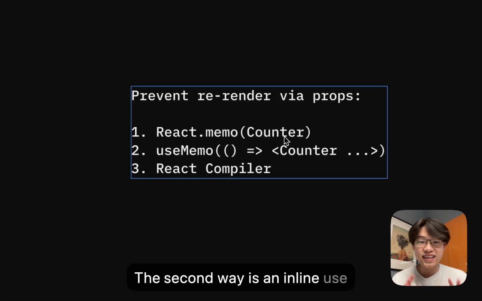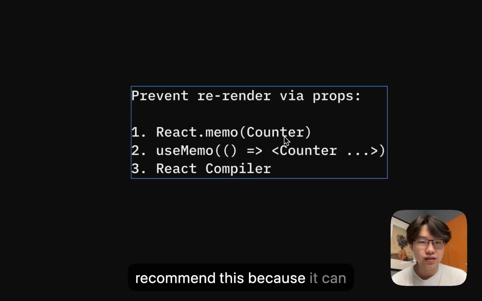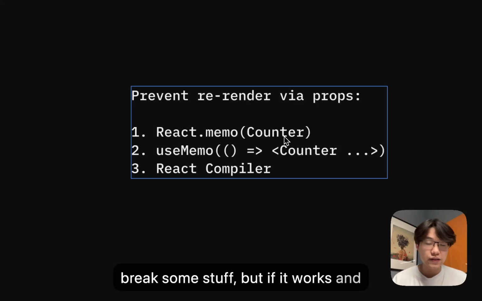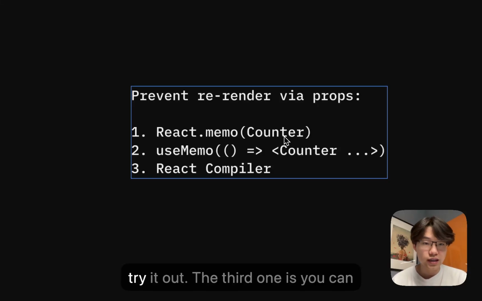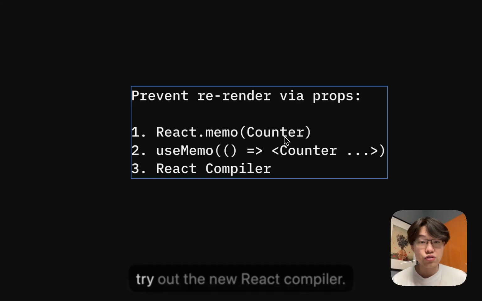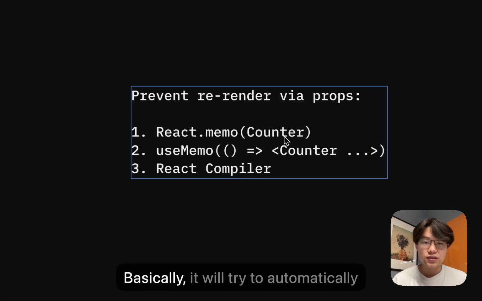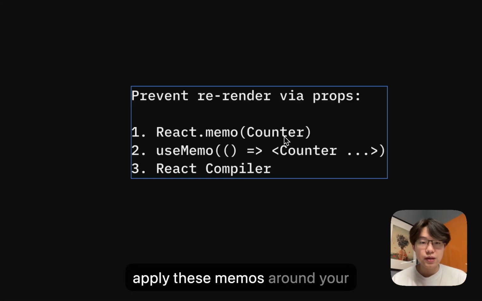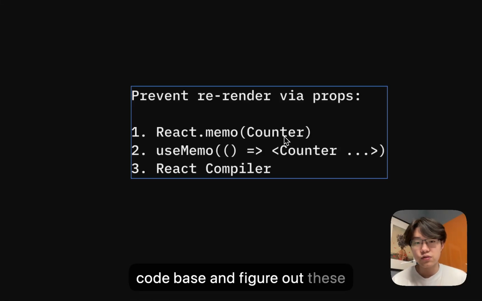The second way is an inline useMemo. I don't necessarily recommend this because it can break some stuff, but if it works and it makes sense for a use case, try it out. The third one is you can try out the new React compiler. Basically, it will try to automatically apply these memos around your codebase and figure out these problems for you.